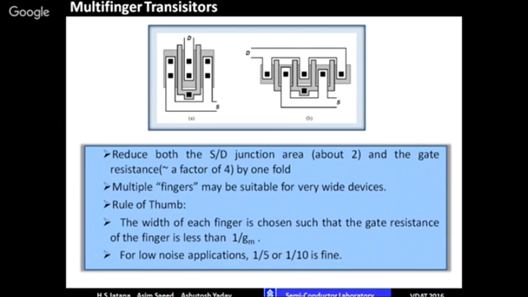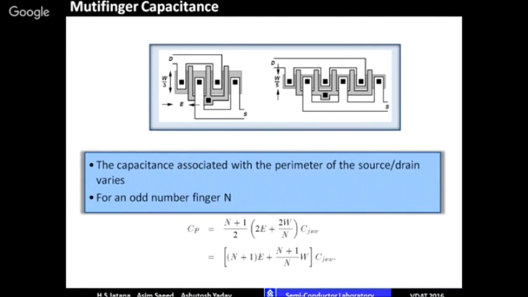In a multi-finger transistor, the rule is that the gate resistance of each finger should be less than 1 by gm. Based on this, for low frequency applications, 1 by 10 is fine. So this is a thumb rule by which you can calculate the multi-finger capacitance. And if this is W by 5, this is a formula you can calculate. In a multi-finger, you can optimize the number of fingers so that the parasitics are minimized.